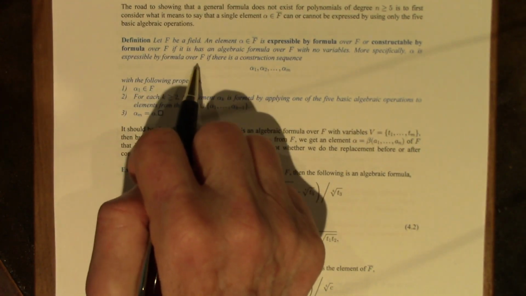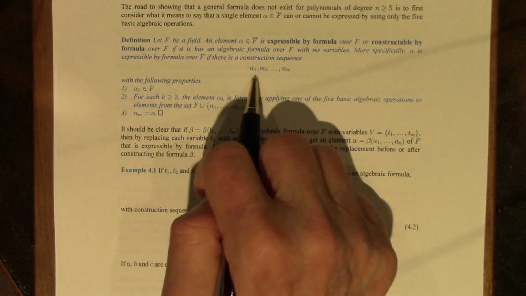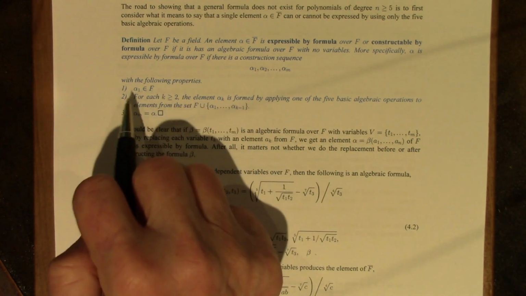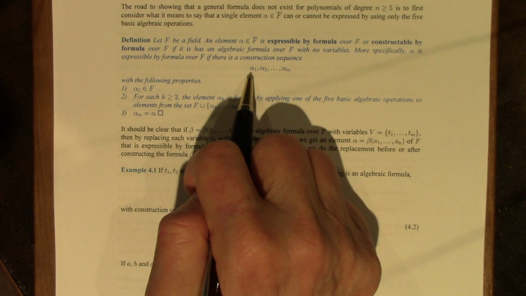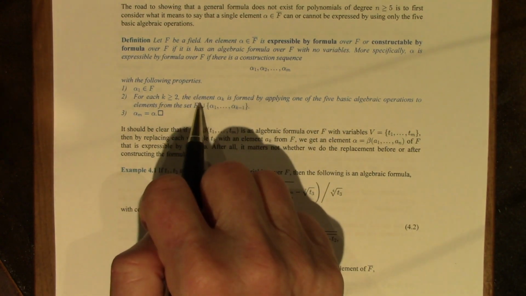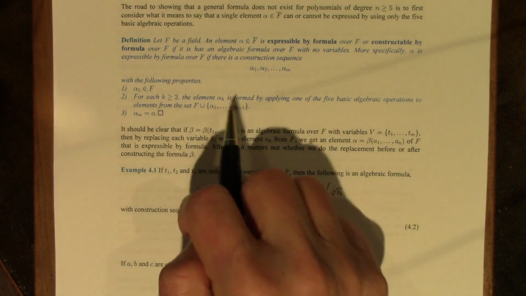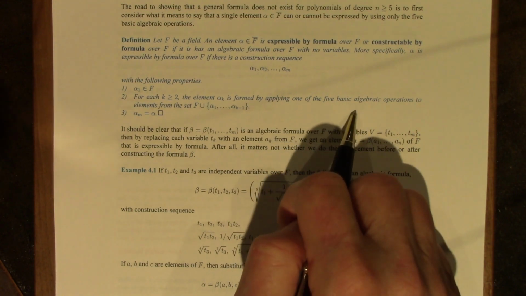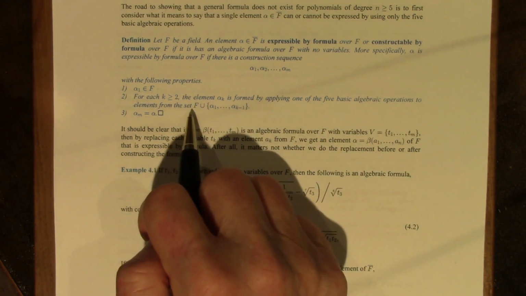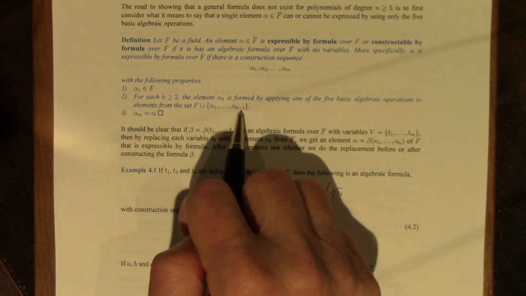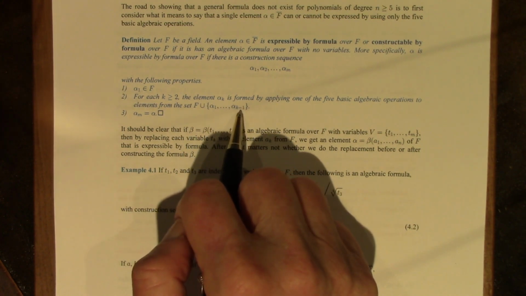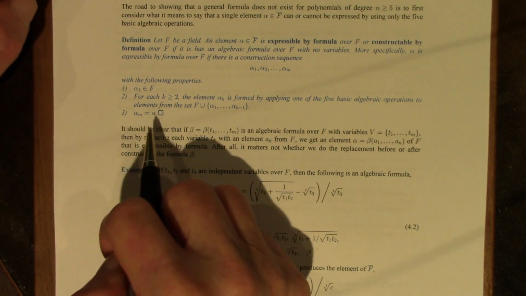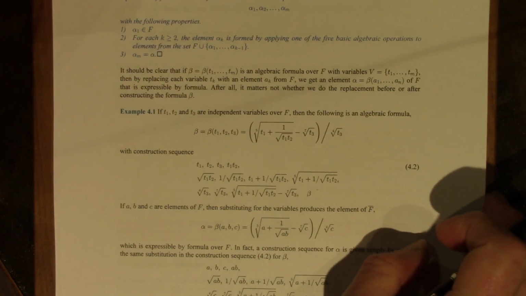Alpha is expressible by formula over F if there's a construction sequence with the following properties. Alpha 1 is in the base field, and for k bigger than or equal to 2, the element alpha k is formed by applying one of the 5 basic algebraic operations to the elements from the base field and/or the elements that are already in the construction sequence. And finally, alpha m is alpha. So it's just a construction sequence with no variables.